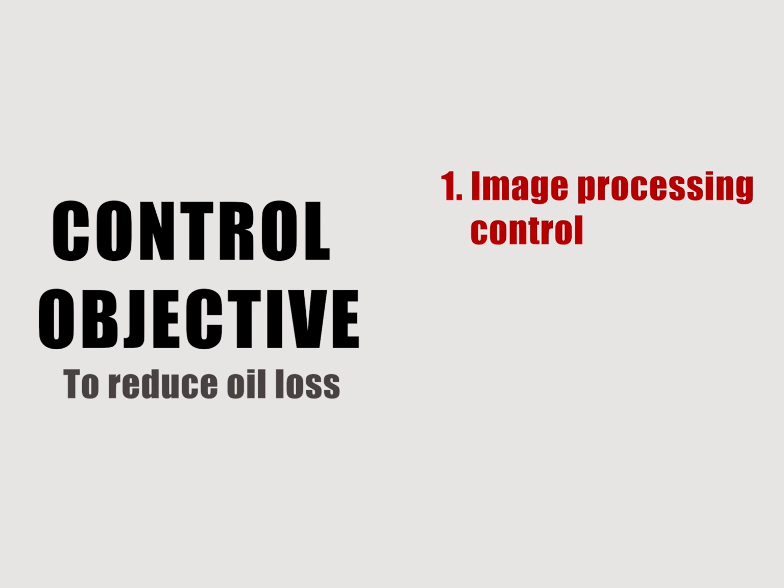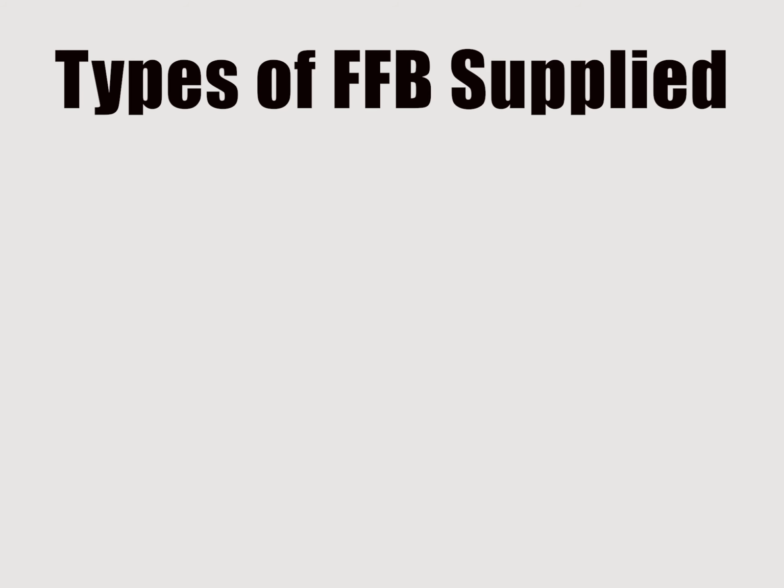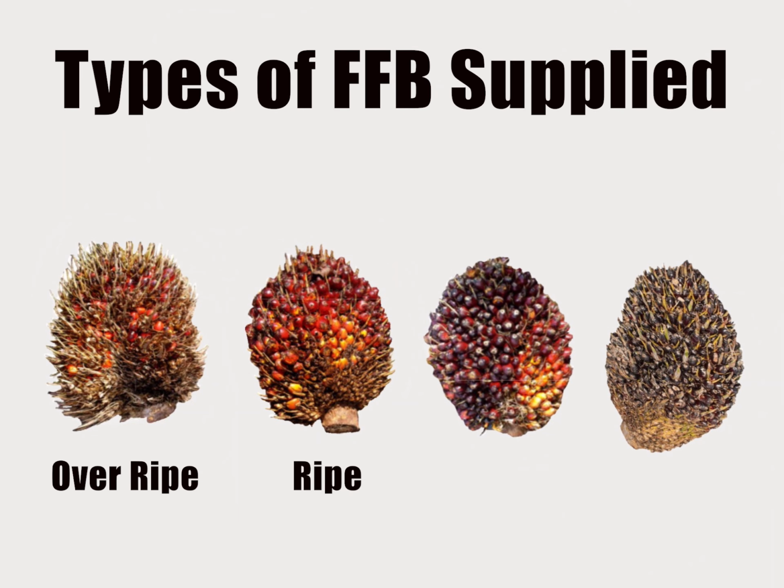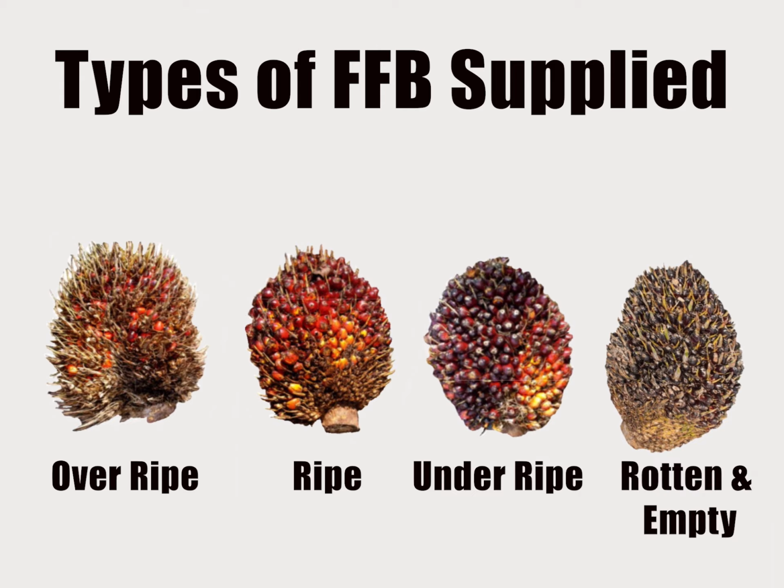The main objective of sterilization is to reduce oil loss. This can be achieved through image processing control and pressure control. FFB supply received by mills comprise of ripe, overripe, underripe, rotten, and empty fruits.